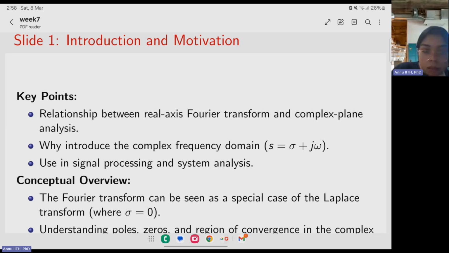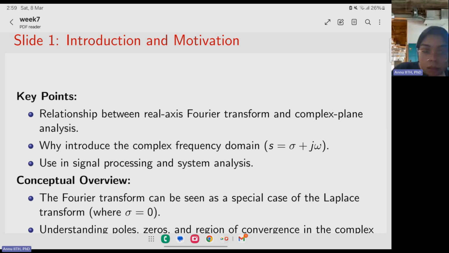And the second point that arises in our mind is why introduce the complex frequency domain, that is s equals sigma plus j omega. Previously it was simply omega. We can sometimes refer to it with respect to j omega or omega. But the complex frequency domain has sigma plus j omega. And the third thing is that it is used in signal processing and system analysis.